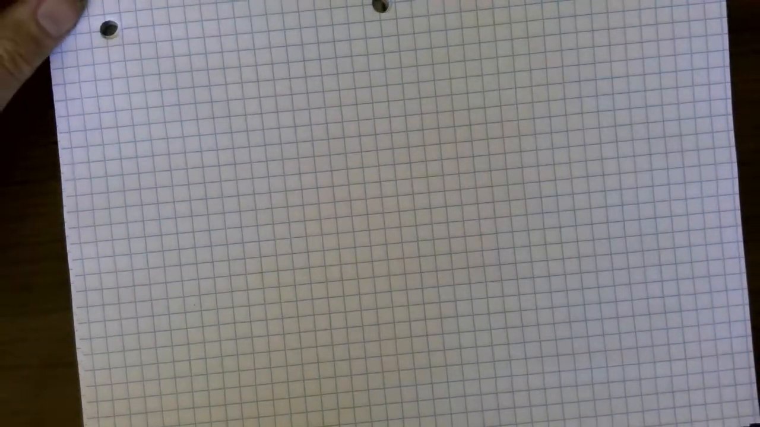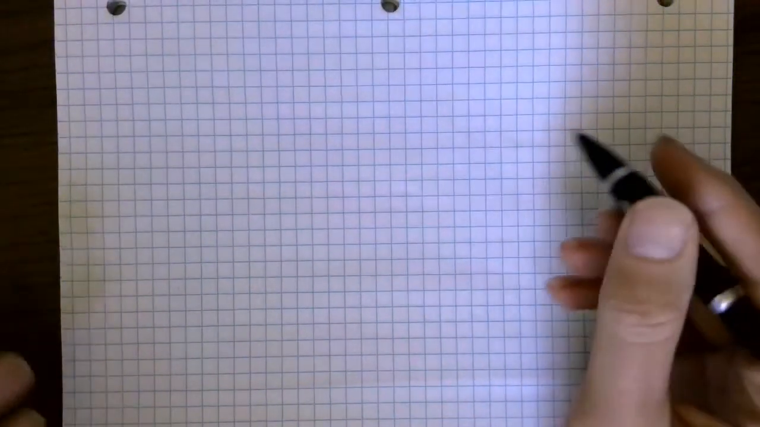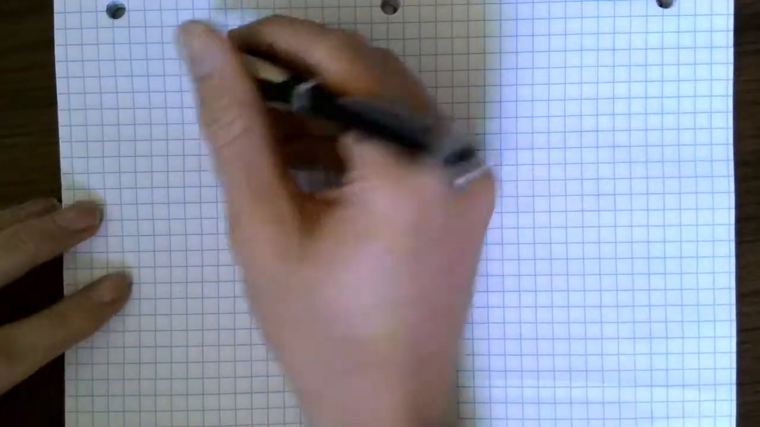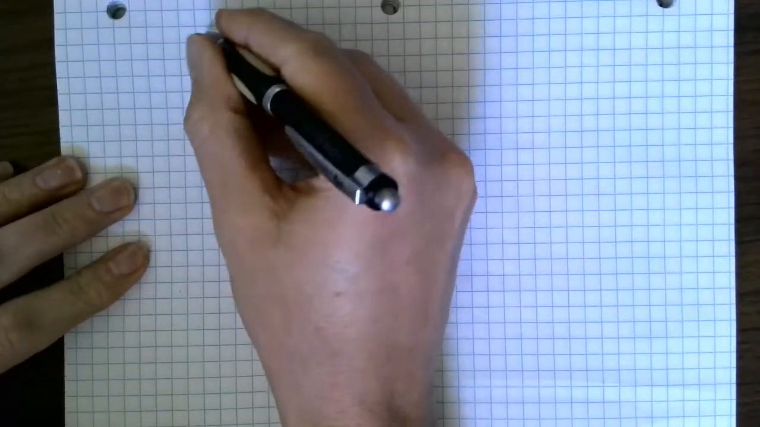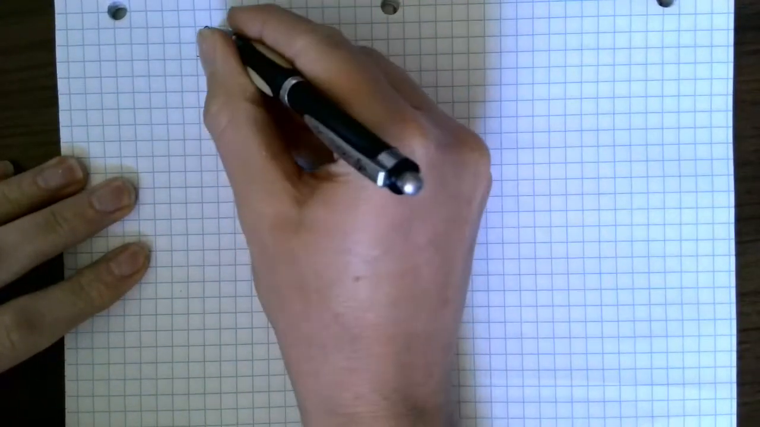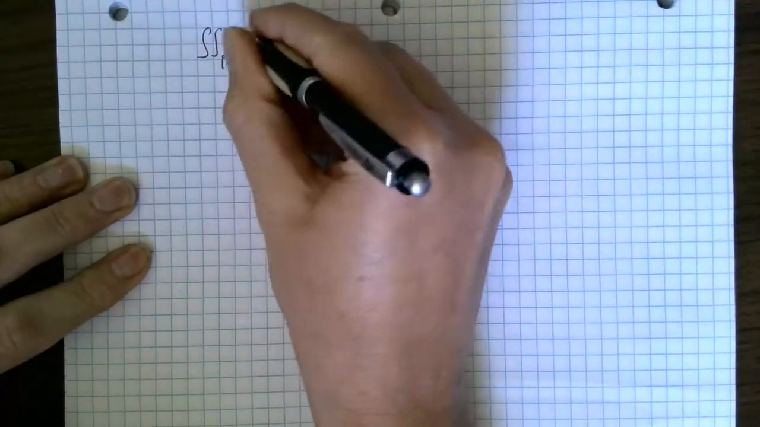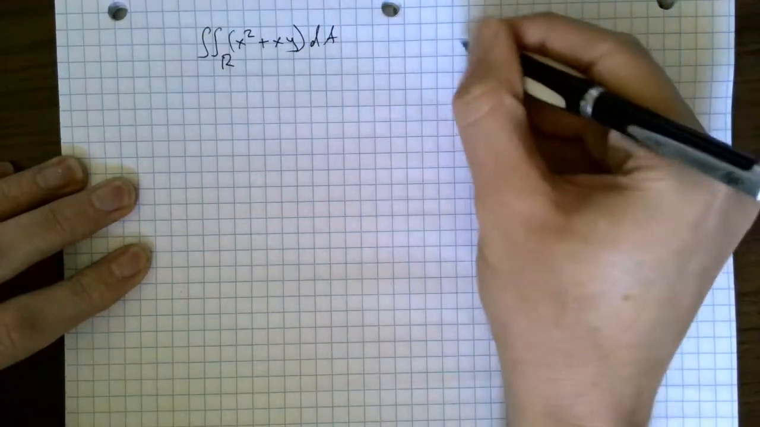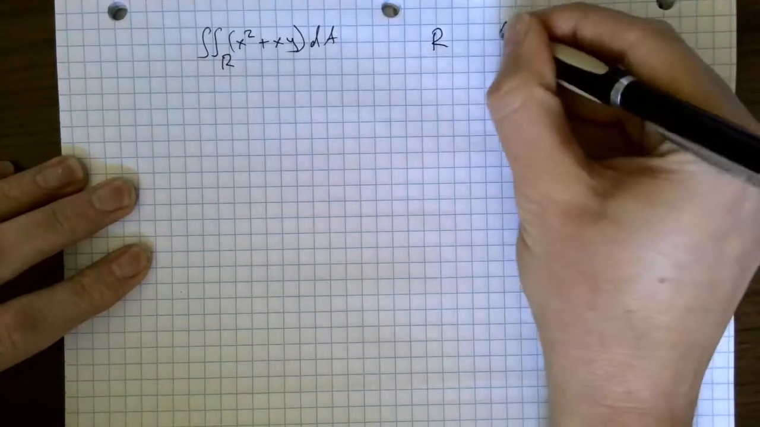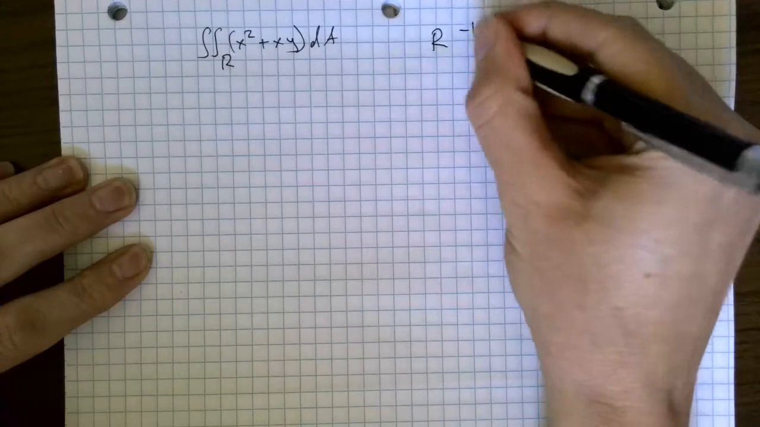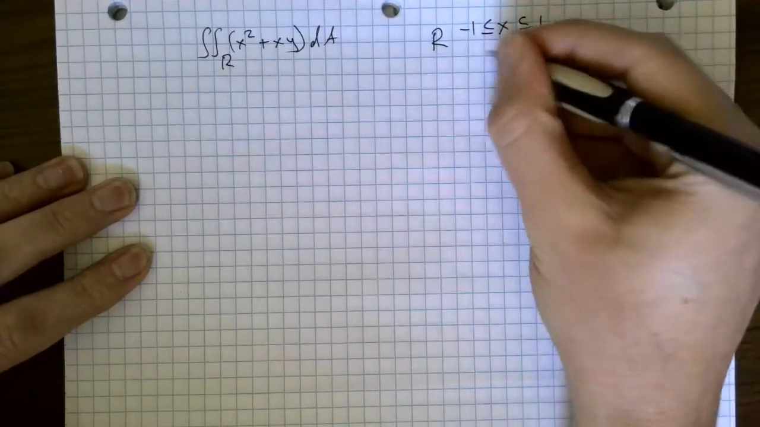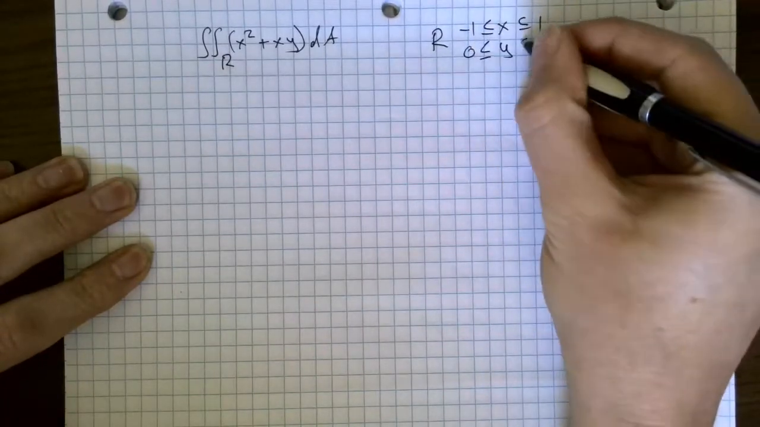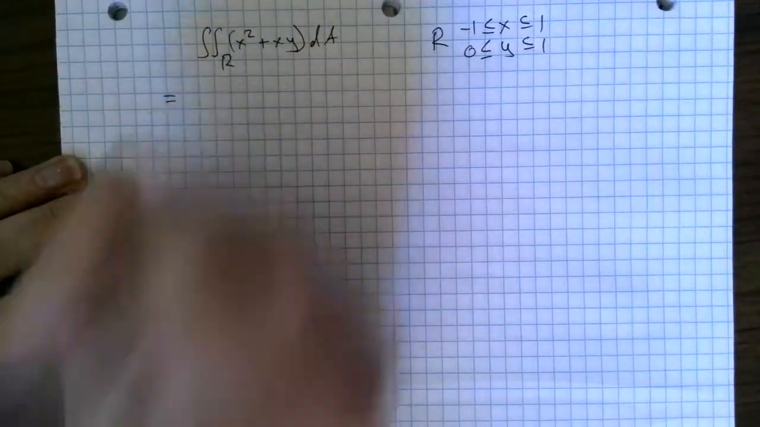All right, so let's do some examples, or a couple of examples. So first, maybe let's integrate x squared plus xy, where R is going to be given by x between -1 and 1, and y between 0 and 1. Right? So what is this?